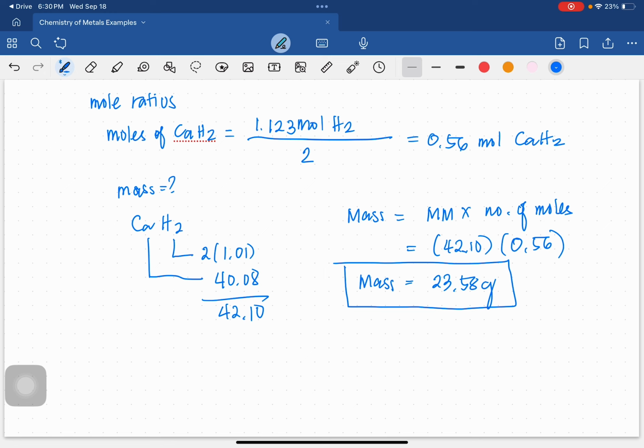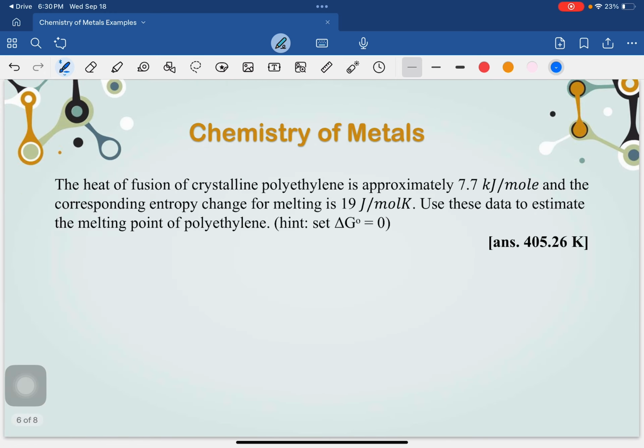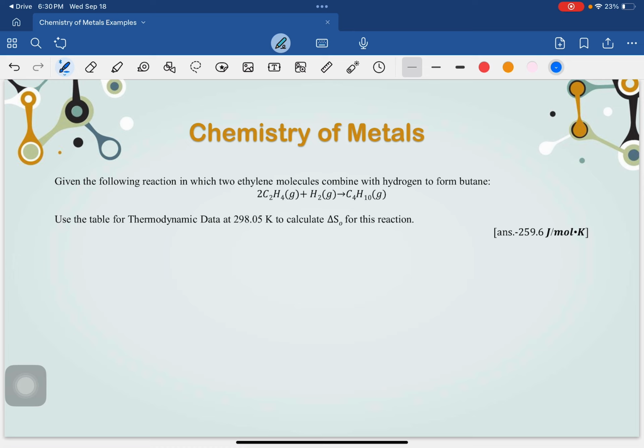Okay, so what's next? We have two more problems, but these are way shorter. I believe the solutions are shorter than the first two. So, what if you're given a simple one like this? Given the following reaction in which two ethylene molecules combine with hydrogen to form butane, you can use the table for thermodynamic data at 298.05 Kelvin to calculate the delta S for this reaction. So we're given the reaction right away, so no need to balance or think it over. What will be the reaction?